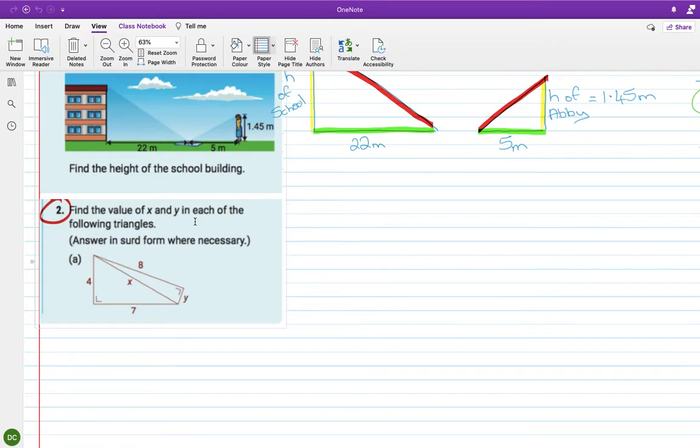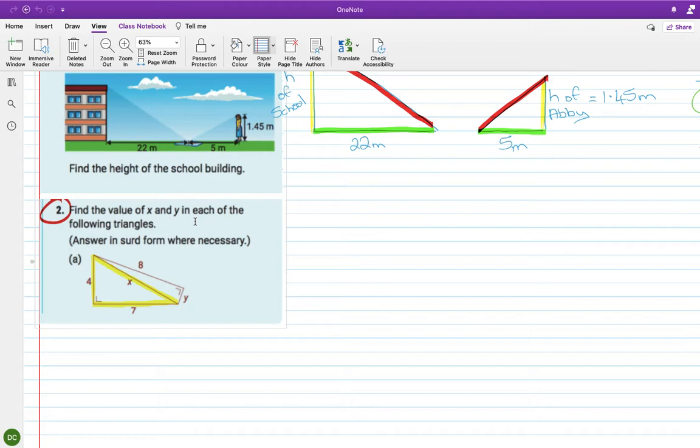Okay, and then the last one was Pythagoras. So find the value of x and y in each of the following triangles and answer in surd form where necessary. Okay, so we have two triangles in the lower one. So in this one here, we have two of the sides and we're missing one. Whereas in the other one, we're missing two and we only have one. So I'm going to start with this one.